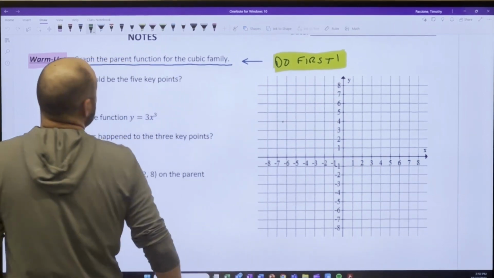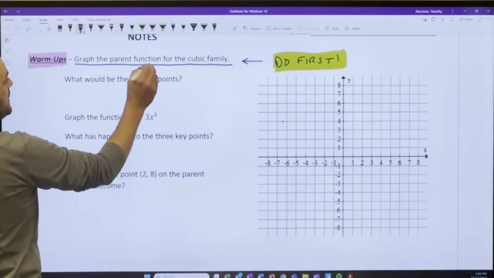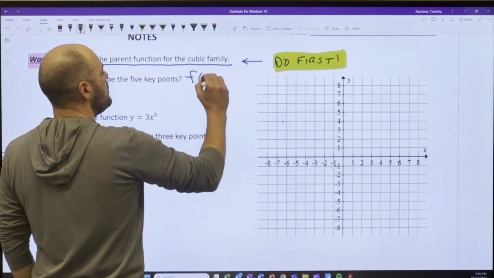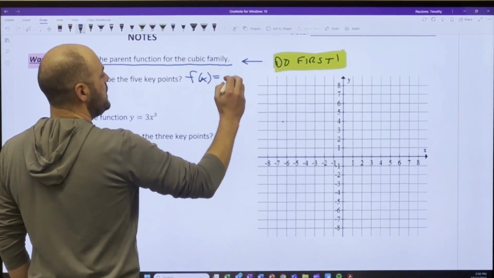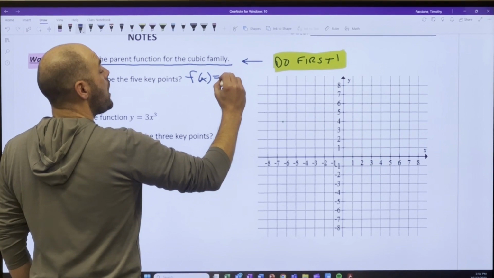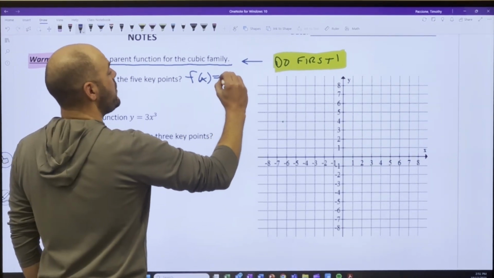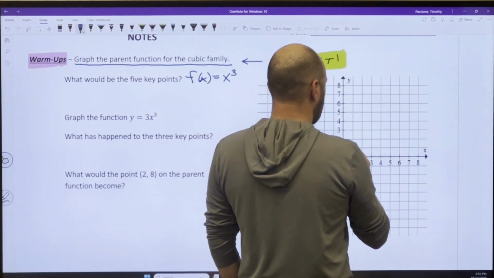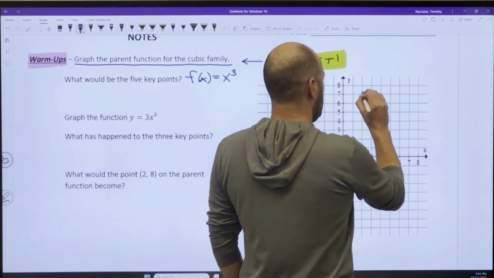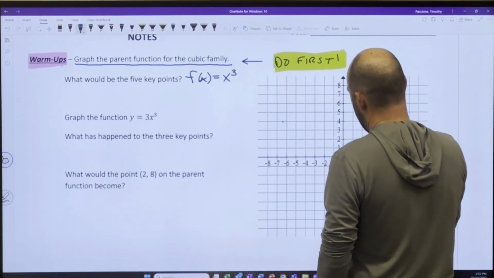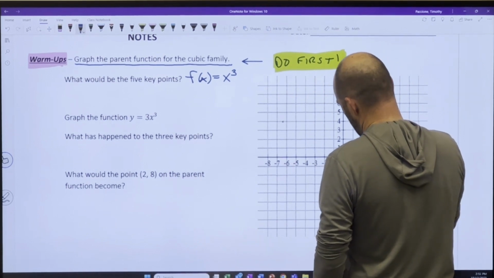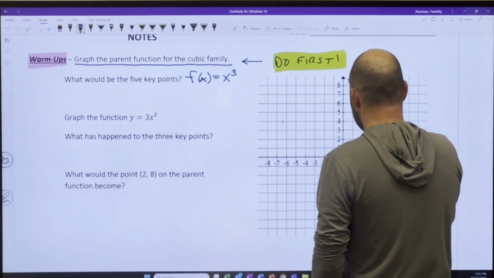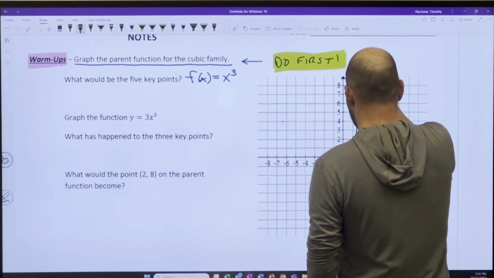So let's start with this. We needed to graph this parent function for the cubic family. What does that look like in an equation? It's x to the third, yeah. And we know that that starts at 0, 0, goes to 1, 1, 2, 8. Backwards, it goes down to -1, -1, and down to -2, -8. So this is our parent function.